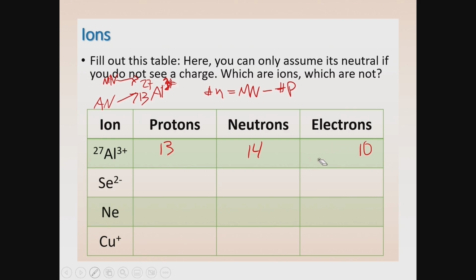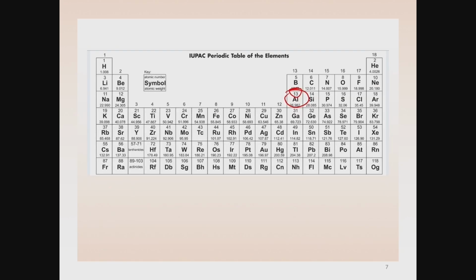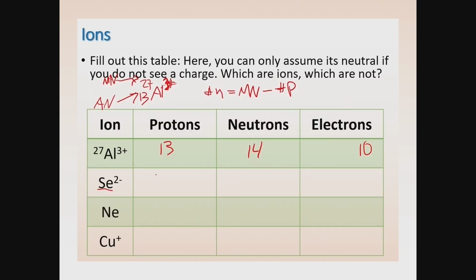All right, let's move on to another one. We're looking at the selenium ion, which is called selenide. Can you figure out the number of protons? Well, here you would have to look at the symbol selenium and see what its atomic number is. It's 34, so there it is. And so this has 34 protons.